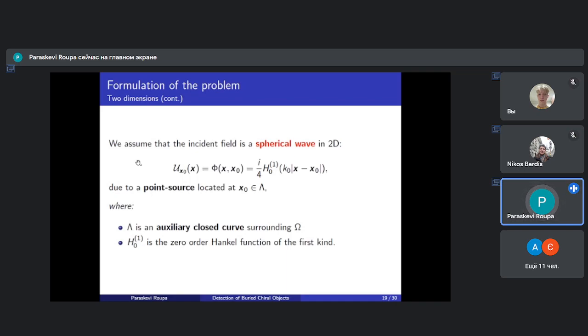Next, we assume that the incident field is a spherical two-dimensional wave, and it is given here, which in fact is a fundamental solution of the Helmholtz equation, which is given by this formula, which depends on the Hankel function of zero order, and it is of first kind. The point source is located at x0, which belongs to a set Lambda, where Lambda is an auxiliary closed curve surrounding omega.